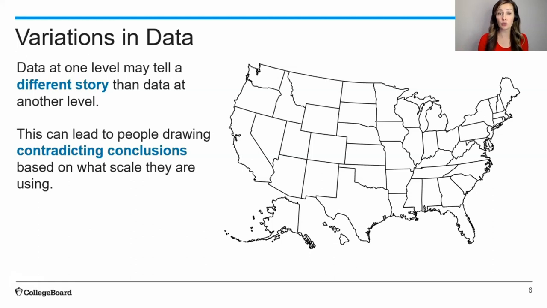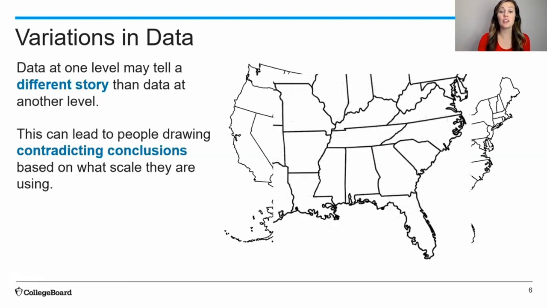Now, that may be true at a national scale, but perhaps if we zoomed in to a regional scale, maybe the region of the South is still struggling with that disease. Maybe it's still spreading in that part of the country. So for that region, the trend is going up, whereas for the entire country, the trend is actually going down.